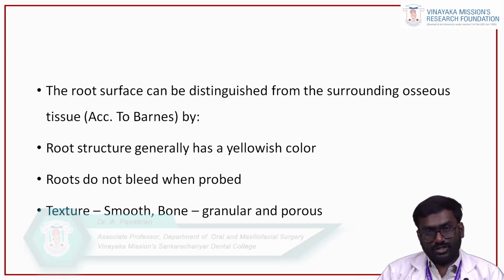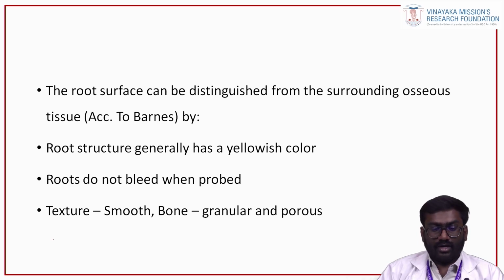So the root structure will be yellowish in color, whereas the normal color of the bone is whitish yellow. The roots will not bleed when you probe, whereas your bone will be soft and is going to bleed, especially in your maxilla. And the texture will be smooth in the bone, and granular or porous in the radicular area because you have attachments to the cementum, right? The periodontal ligament gets attached. So with this, you can grossly delineate, and delineating root and bone should not be a problem. It can be easily done with routine practice.